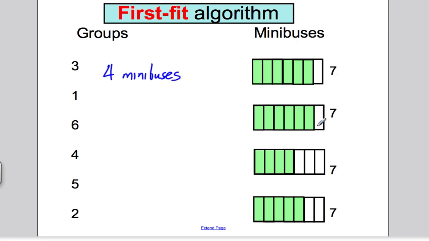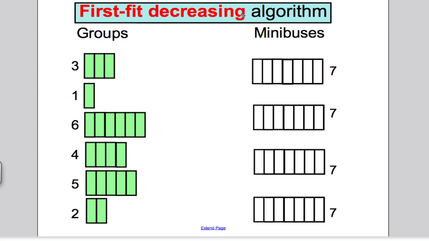And there were 1, 2, 3, 4, 5, 6, 7 spaces left. Okay, and that's the first fit. Not a particularly good solution to this, given that we knew that 3 minibuses was the lower bound. I wonder if we can get closer to that. Well, let's have a go at the first fit decreasing algorithm.